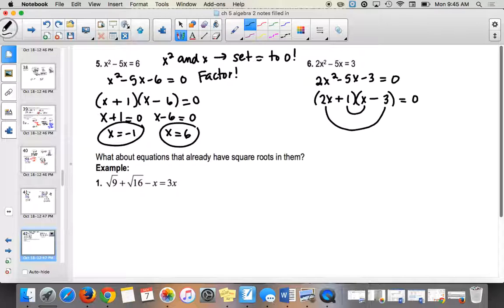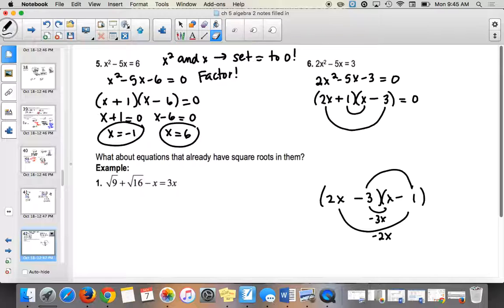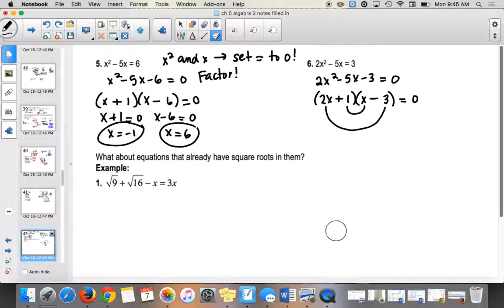Some of you guys might have tried the 2x and x, and you might have said, oh, I'm going to need a 3 here and a 1 here so that I combine and I can get -5 if I get negative and negative. That also makes -5. Do you guys see it? But what is wrong with that way? Yeah, if you multiply the last terms, you get +3. Okay, so be careful. All right, so set each one equal to 0.